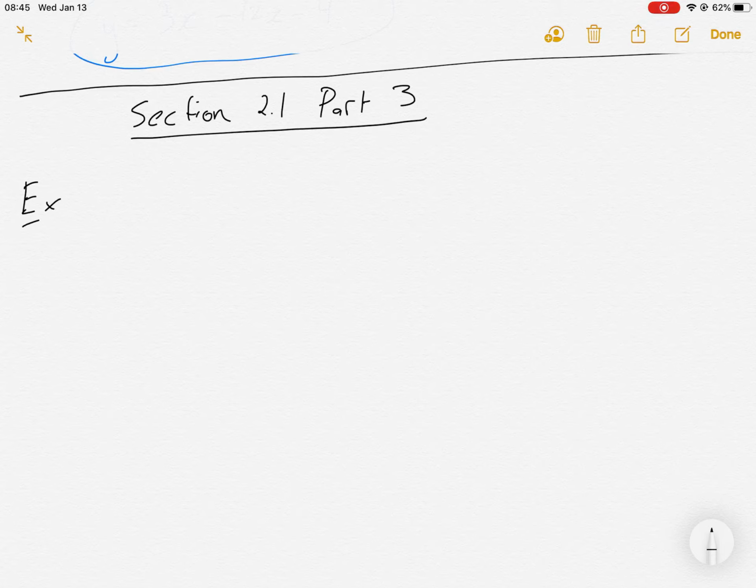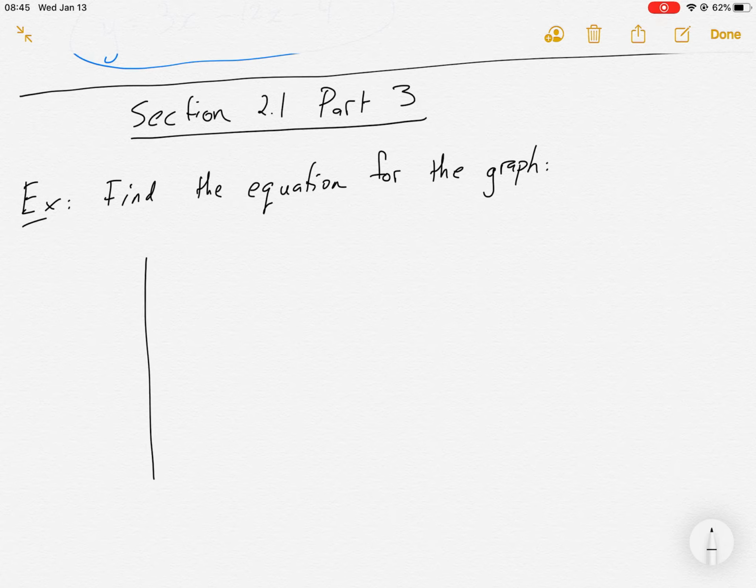And let's just get straight into an example. So find the equation for the graph. And I'll say as well, in any form you like. So that means either vertex or general/standard form.